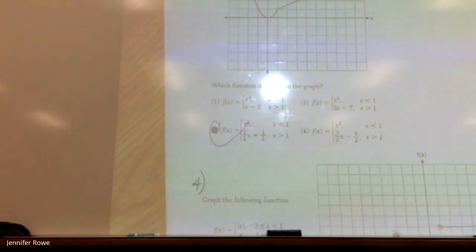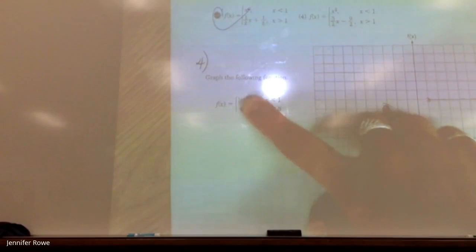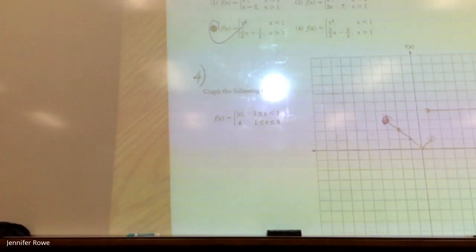Number four, partially my fault. First of all, absolute value graphs are V-shaped. I got a whole bunch of people who had two lines. That's what it looks like when the answer is just a plain number. But if there is an x in it somehow, it's going to be a changeable thing. It's going to be slanty. It's going to be a parabola. It's going to be an absolute value. It's going to do something. It's not just going to remain the same.